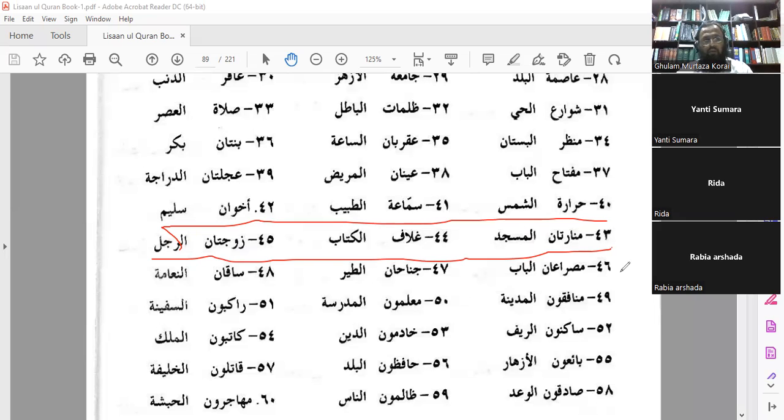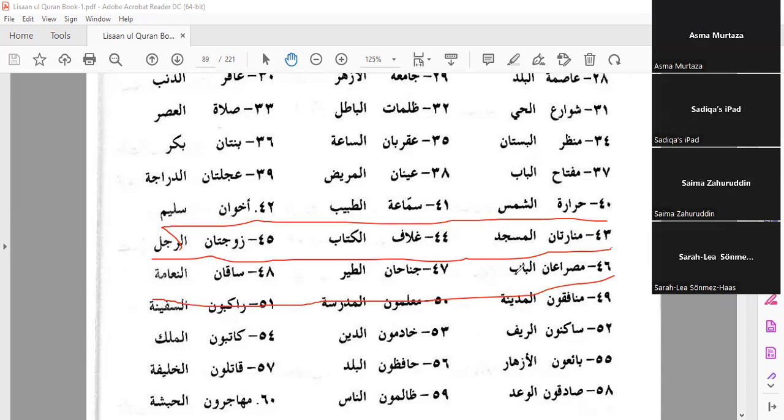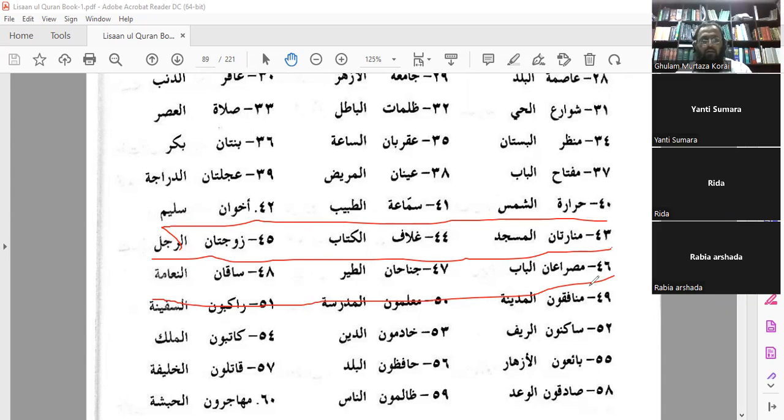Next one from 46 onwards. Who hasn't done? Sister Rida, can you do it? Try it. Misra al-Babi. Janahat Tayri, because this is huruf al-shamsiyah. Janahat Tayri.